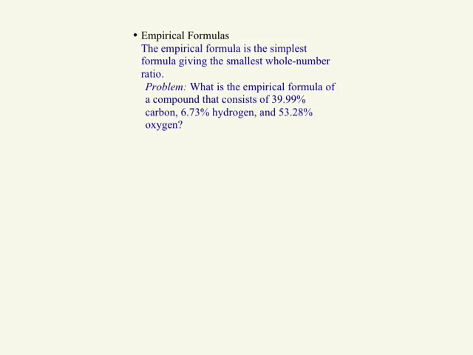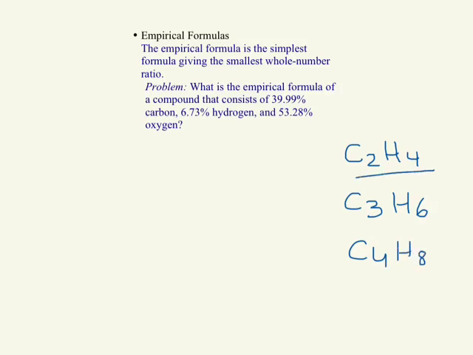The next topic is empirical formula. What is the empirical formula? It is the simplest formula giving the smallest whole number ratio. For example, let's look at these three: C2H4, C3H6, C4H8. The C2H4 is ethene, C3H6 is propene, C4H8 is butene. 3 different compounds.